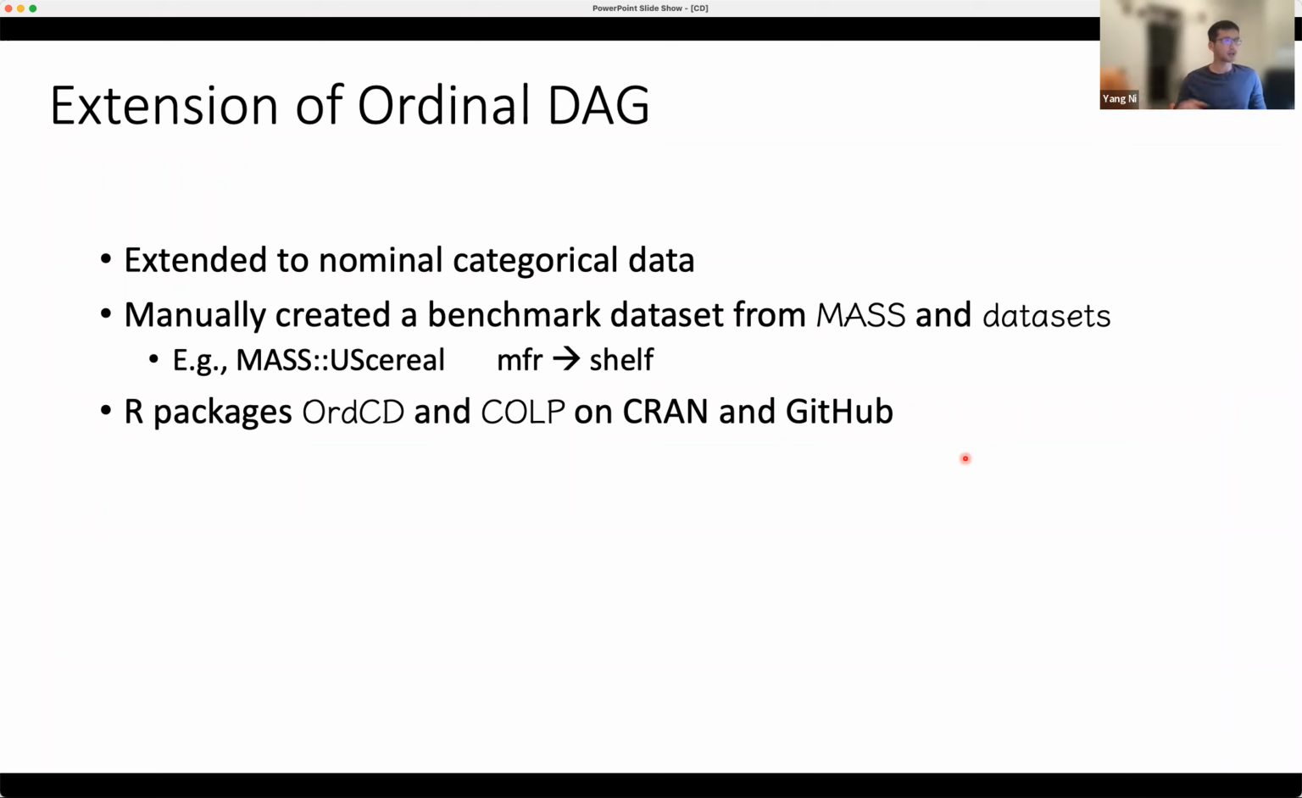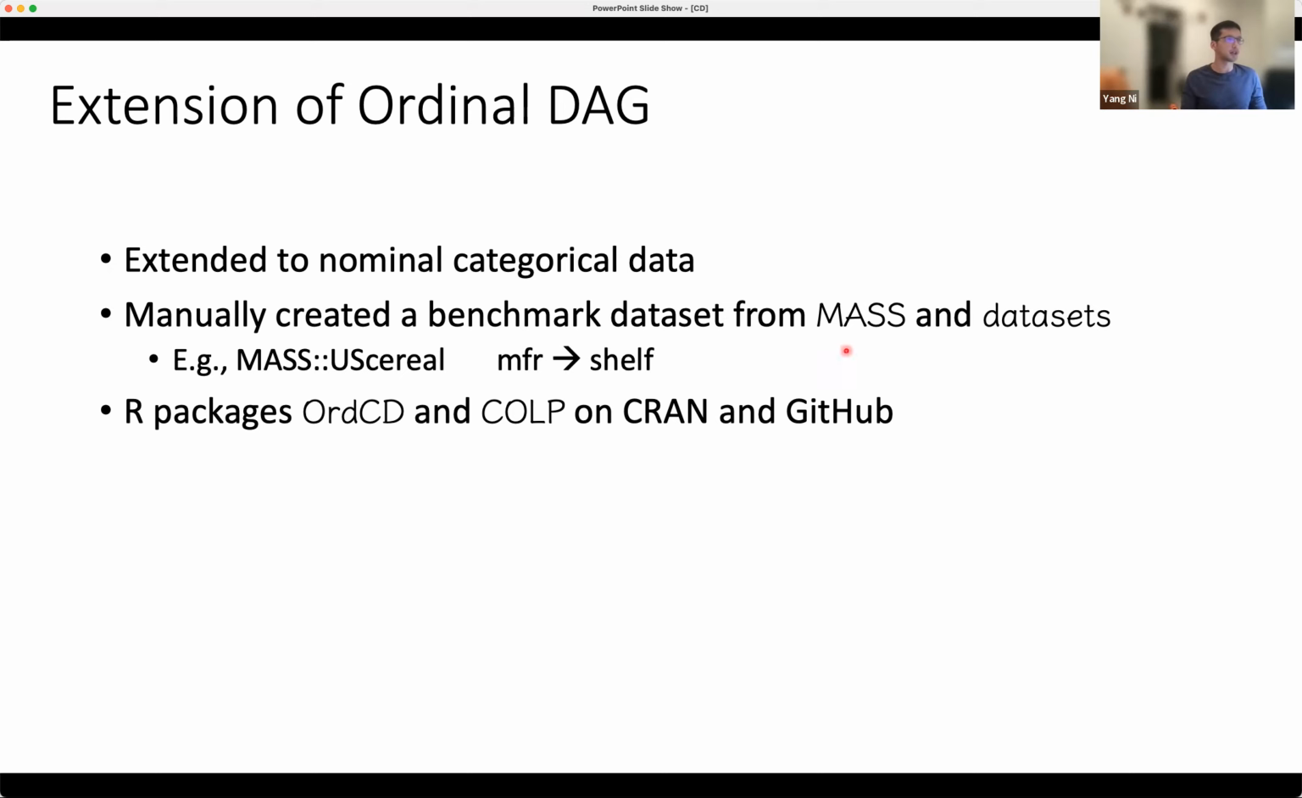For example, we extended it to nominal data. So it turns out there's something we can exploit even with nominal data, using a similar idea as the ordinal DAG. And second, we also created a few more benchmark data sets so that other researchers can benchmark their methods against.